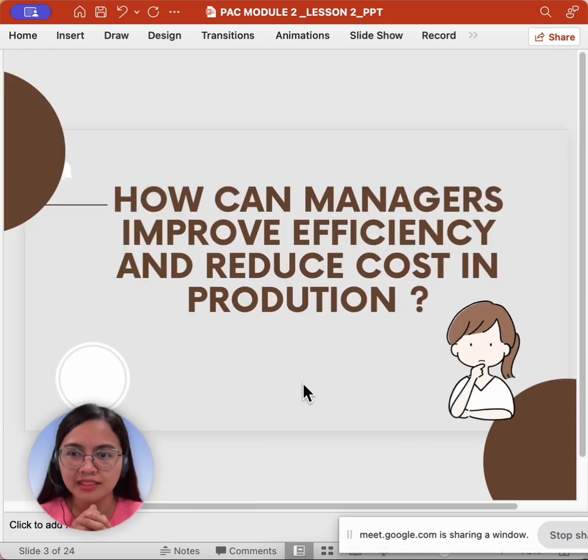Now, how can managers improve efficiency and reduce cost in production? How can you improve efficiency? And how can you reduce cost in production? You can't keep spending on your business, and the flow of your business can't be inefficient either. So, how can you as a manager improve that? In these next slides, we will tackle the responsibilities of the manager.